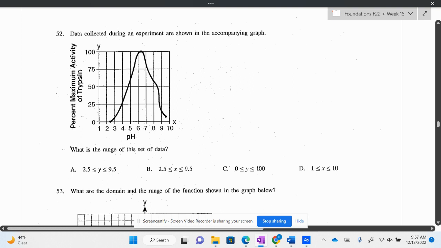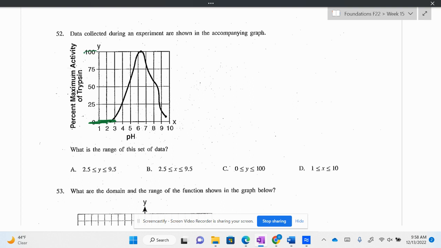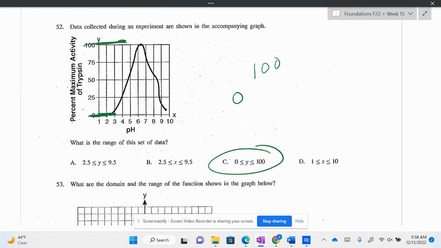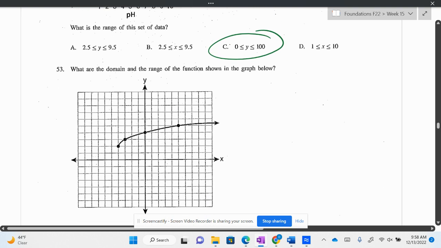What is the range? Remember, the range is the y values. What is the lowest and the highest y value? Well, it goes from 0 to 100. 0 to 100.